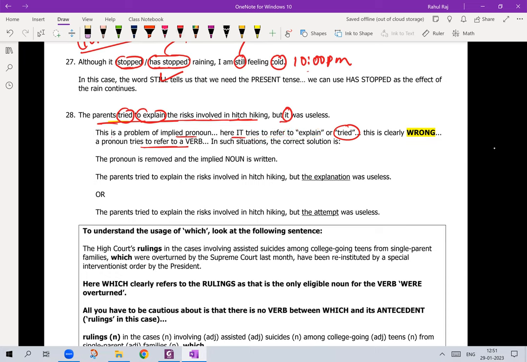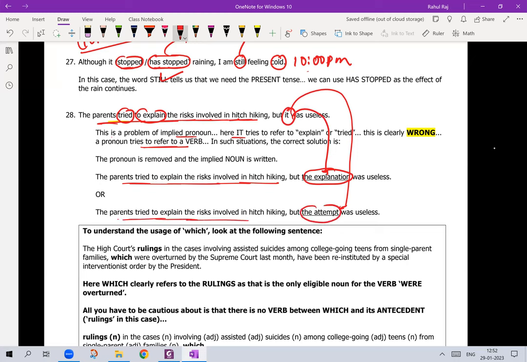So what exactly do we do over here? We replace this ambiguous pronoun with an eligible noun. And this eligible noun is called an abstract noun construction. So the right sentence would be: the parent tried to explain the risk involved in hitchhiking, but the explanation was useless. Or you can say, the parent tried to explain the risk involved in hitchhiking, but the attempt was useless. Or you can say, but the trial was useless. You can't say it was useless. So this is called abstract noun construction.